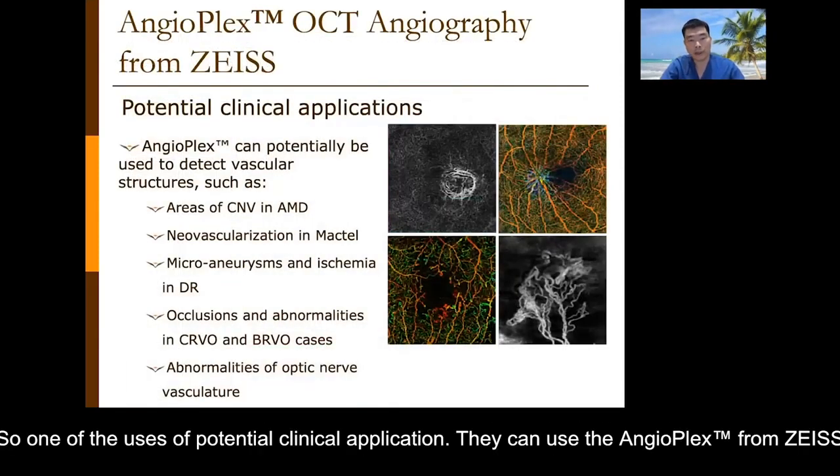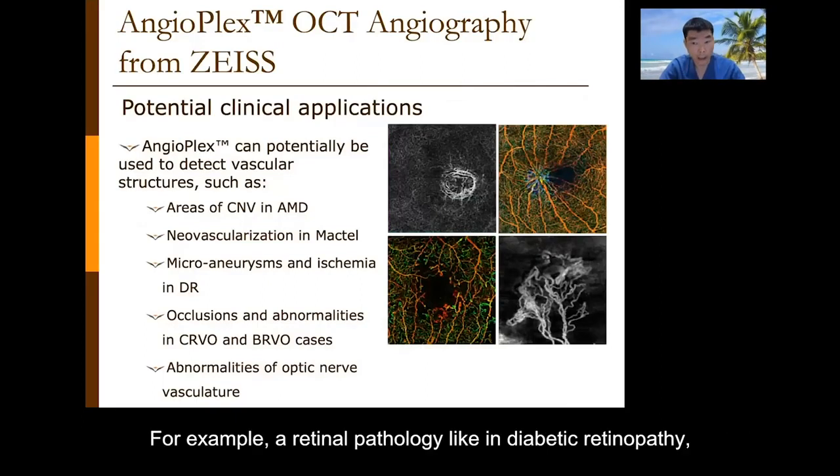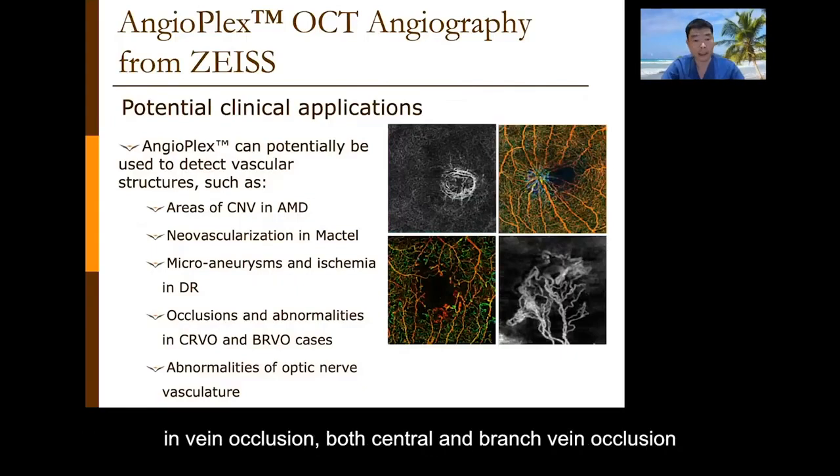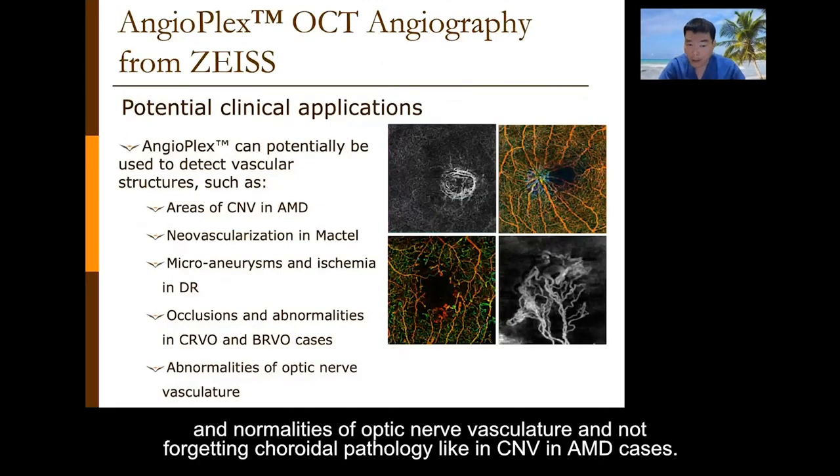So what are the usefulness and potential clinical applications of the Angioplex from ZEISS? This Angioplex can potentially be used to detect vascular structures, for example retinal pathology like in diabetic retinopathy, in vein occlusion, both central and branch vein occlusion. It can also be used to detect abnormalities in macular telangiectasia, abnormalities of optic nerve vasculature, and not forgetting choroidal pathology like in CNV in AMD cases.